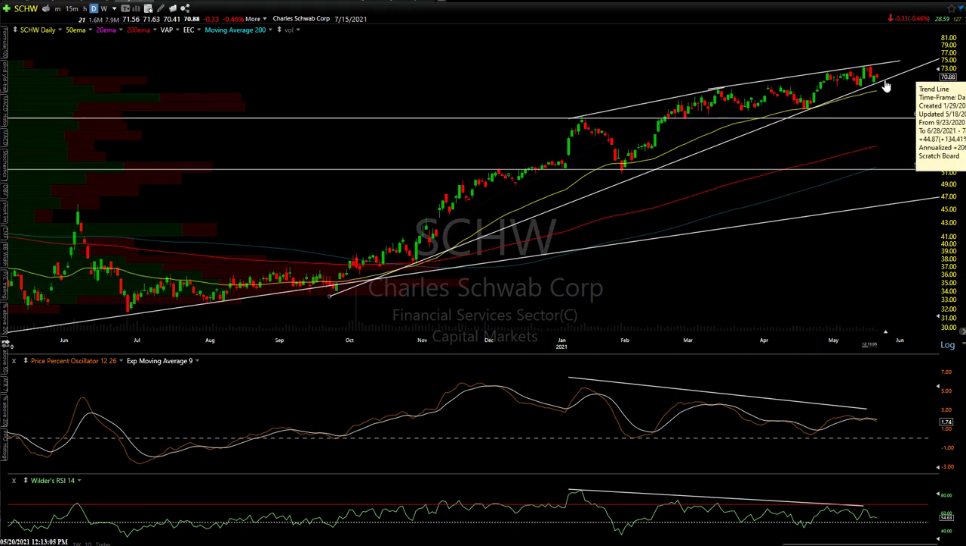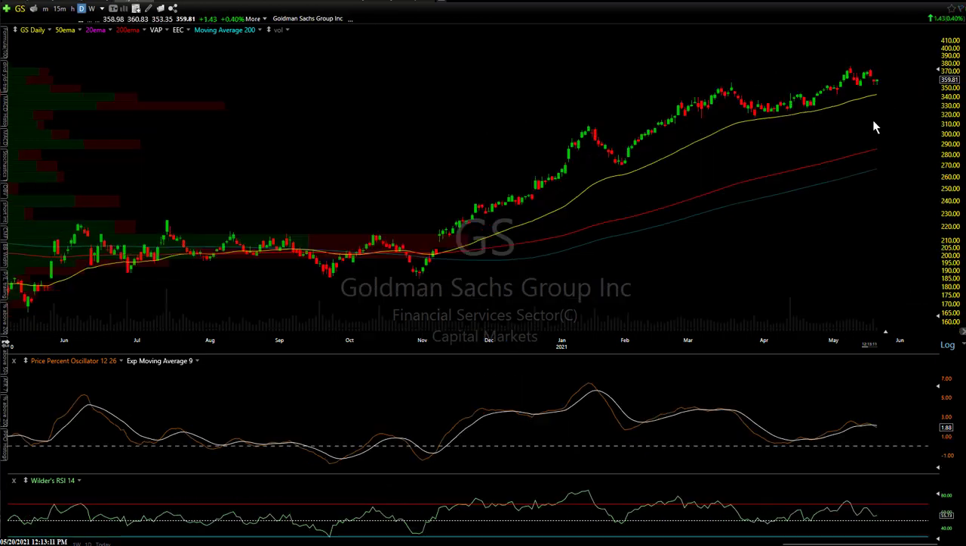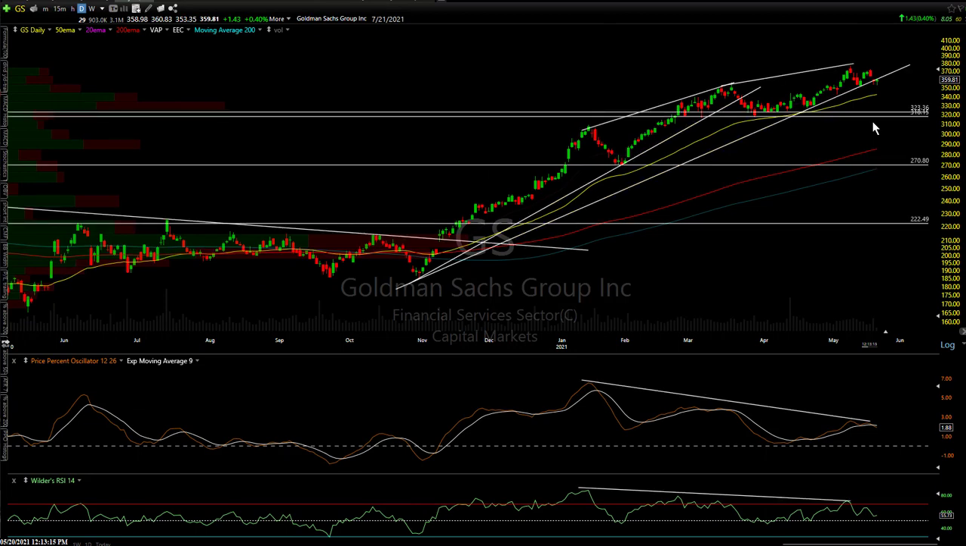Schwab, right there, on very close to the trend line. So these guys are just one bad day away, many of them, from breaking down. One bad day doesn't mean one day away from breaking down. One bad day means one of those 3% plus days if we get it around current levels.